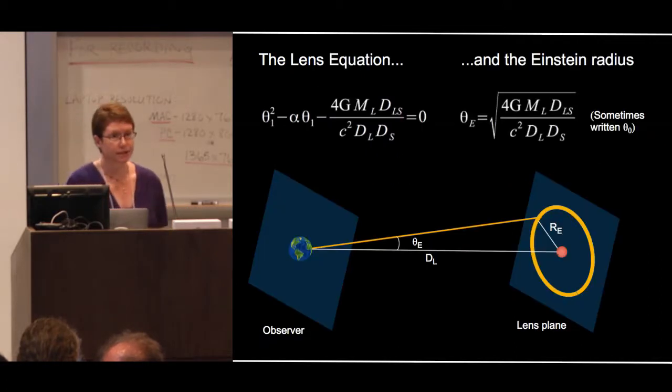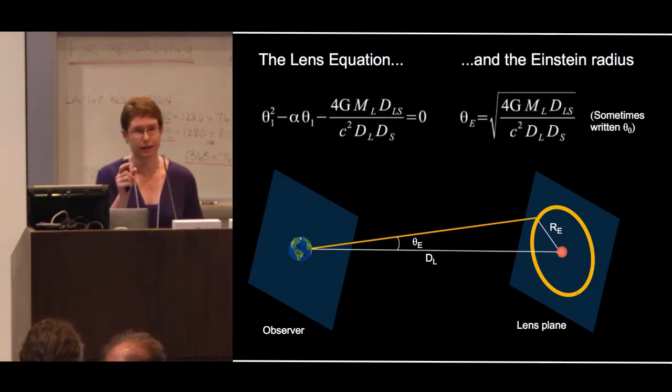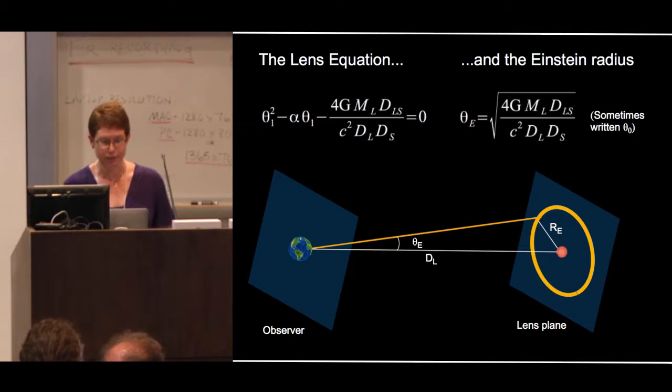And this gives us the fundamental equation for microlensing, which is the lens equation, which relates the angle at which the images of the source appear while the source is being microlensed, depending on the physical parameters of the lens, and alpha, which is the angular separation as a function of time.